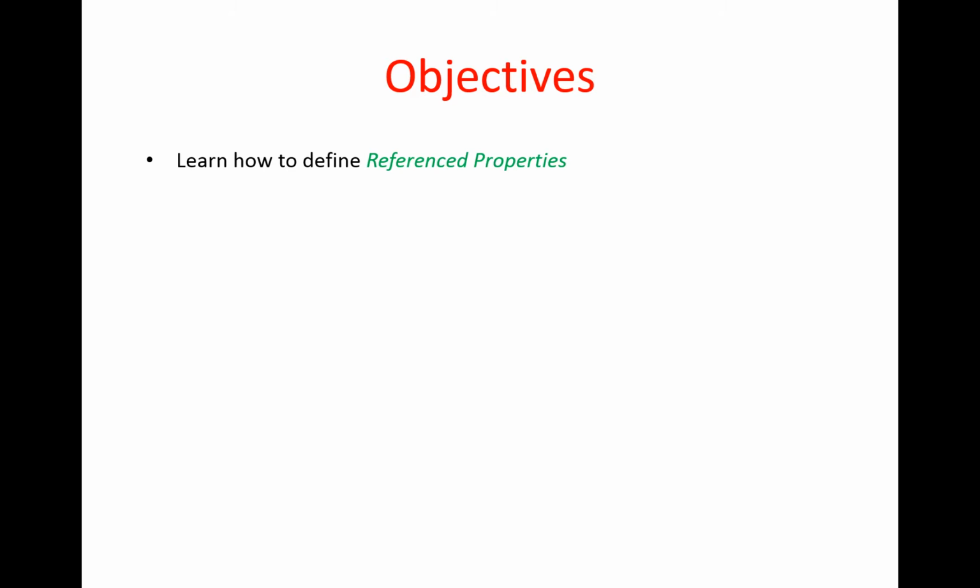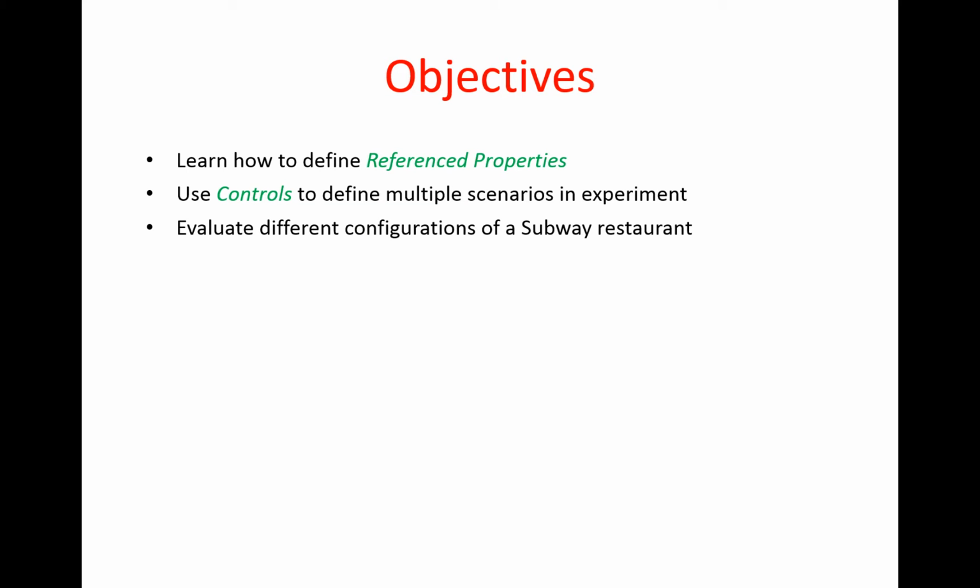So as for the objectives, we're going to learn how to define reference properties to assign values to different object properties in our model. We will also learn about experiment controls and how we can define multiple scenarios in one experiment to perform comparisons. Specifically, we would like to evaluate different configurations of a Subway restaurant, and in order to perform comparisons, we will look at side-by-side smart plots. So we're going to talk about how we can interpret the results by looking at the side-by-side smart plots as a result of using controls in our experiment.